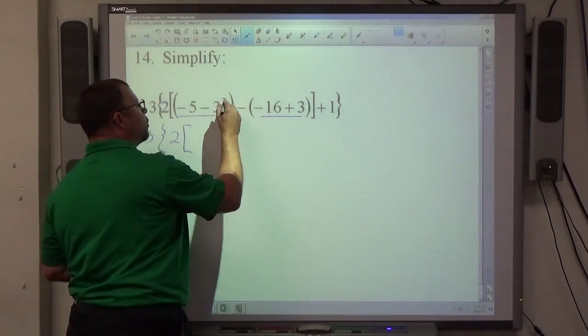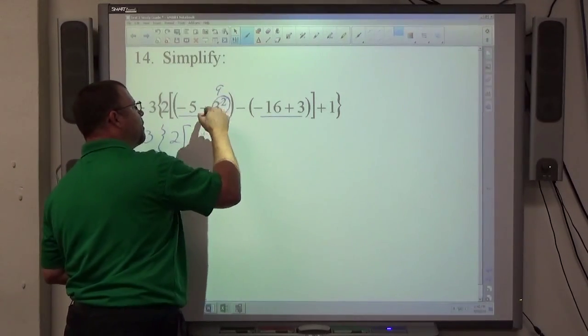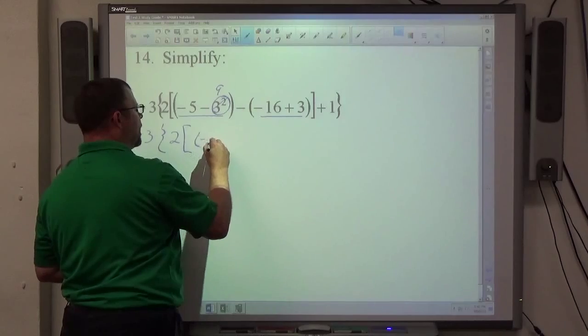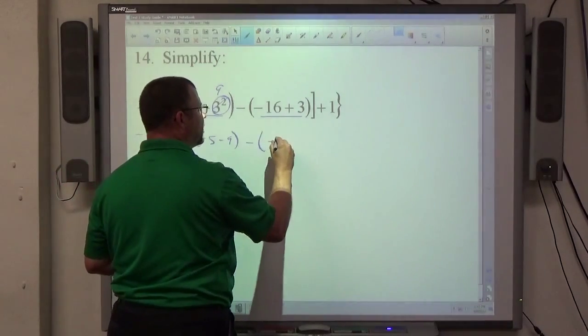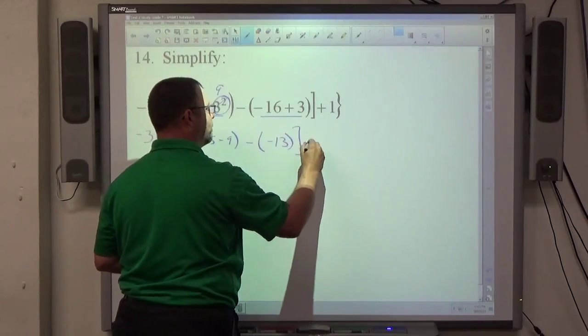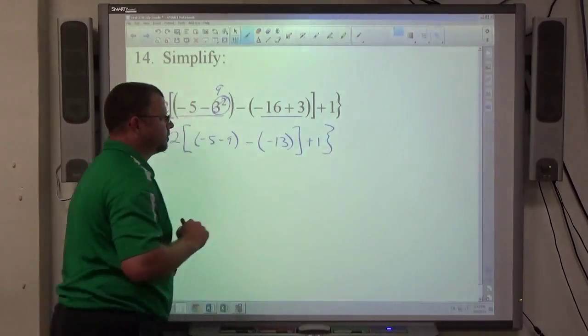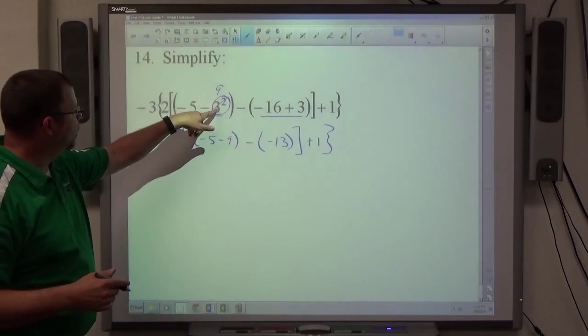Right here, 3 squared is equal to 9. The minus sign is not being squared, so I get negative 5 minus 9. Minus. Negative 16 plus 3 is negative 13. That's step 1. Figure out the power.